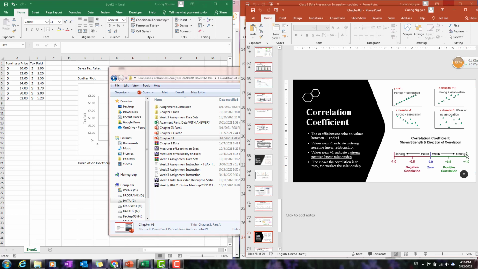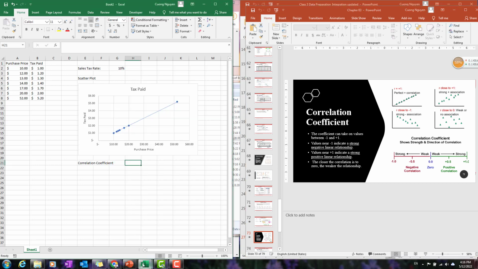Another thing is the strong positive relationship. When two variables have a correlation coefficient very close to +1, that means as one variable increases, the other variable increases very fast. Okay, let's come back to the demonstration over here.